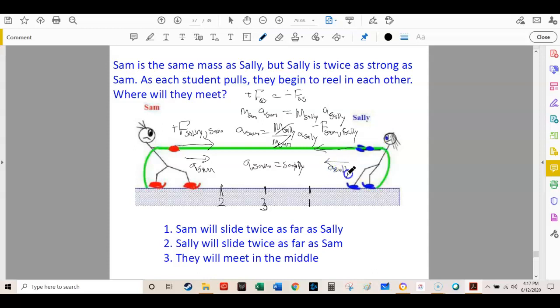And as long as they both started from rest, they should meet right at number 3. So in these set of problems, what you're supposed to do is set the forces equal to each other. Then you evaluate one object's mass times acceleration, the other object's mass times acceleration, and then you solve for the acceleration. And so you could see that if one object has a higher mass than the other object, the accelerations may not be equal.